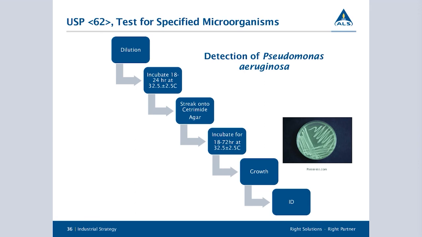Then once the suitability test passes, you would repeat the test using the same dilution, and then look for the growth on the cetrimide agar. If growth is observed, then you would want to do an identification to see if the organism is indeed Pseudomonas aeruginosa or other types of Pseudomonas.